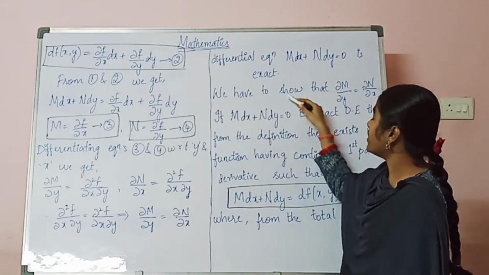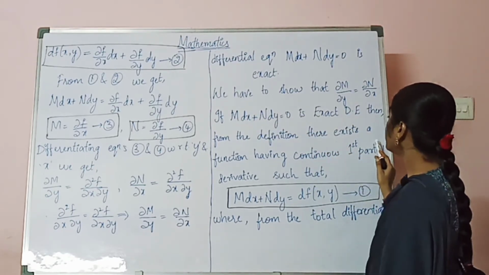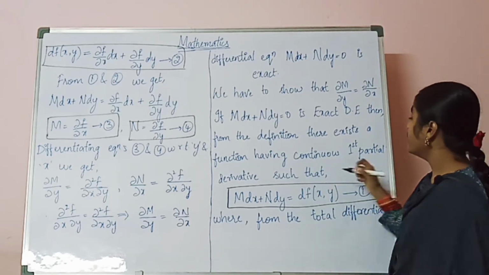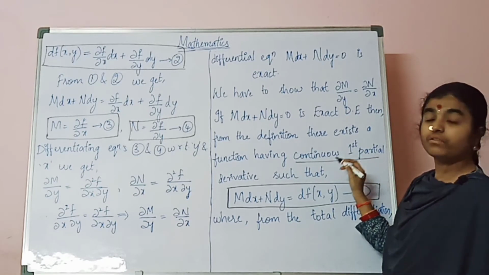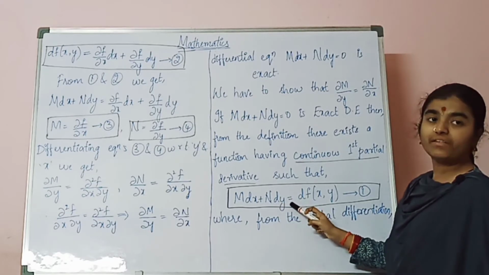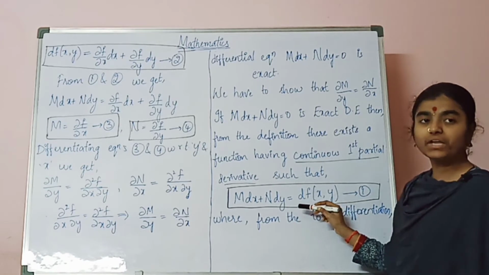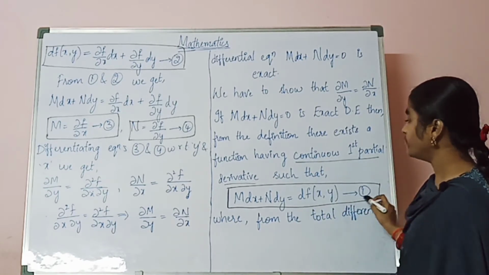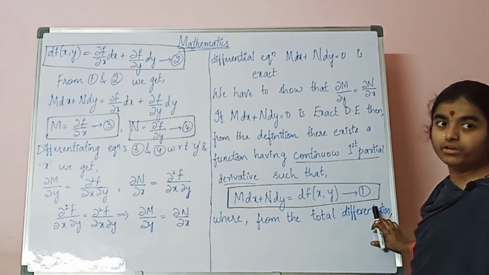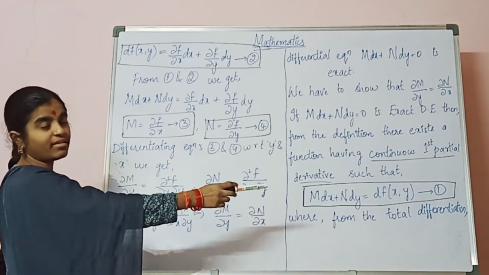If this differential equation is exact, then from the definition there exists a function having continuous first partial derivatives, such that Mdx plus Ndy equals d of f(x,y). This we are considering as equation 1.